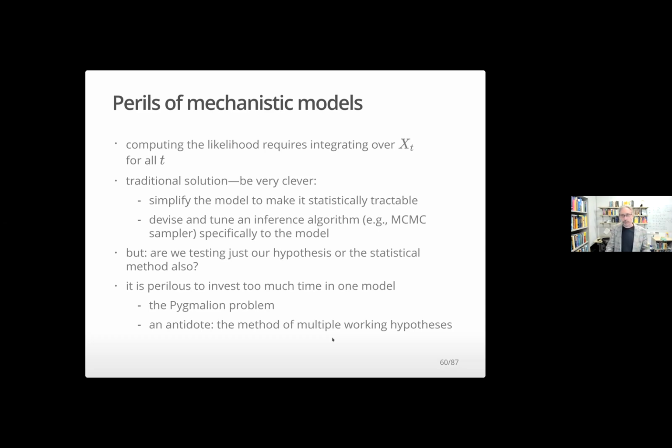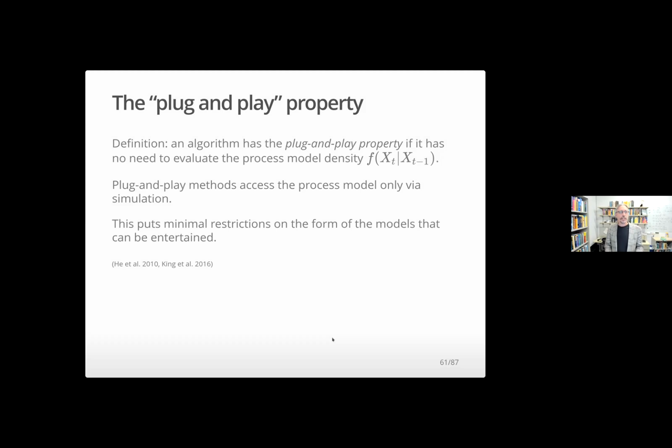But in order to be able to work with multiple models, we need methods that don't depend upon the precise form of the models. This leads to something that we call the plug and play property. An algorithm, a statistical algorithm, has the plug and play property if it does not require one to ever evaluate the process model density. And this is typically the hardest thing to do for any of these models, to actually evaluate the latent state transition density.